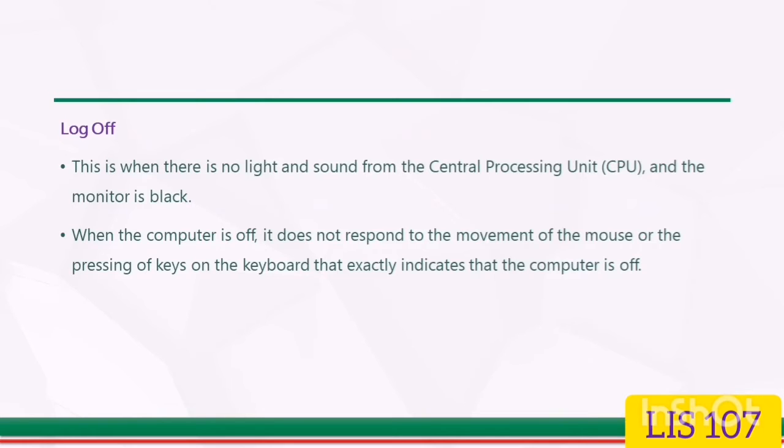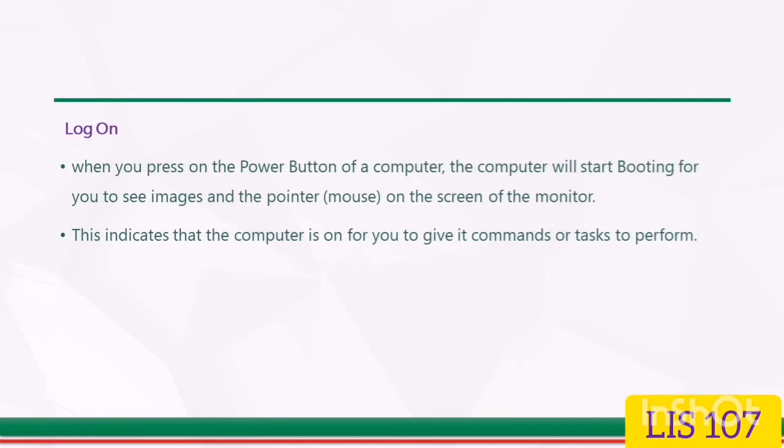You log off when there is no light. When you log off, the system goes off. When you log off the computer, you can use your mouse to check if it's still on. Once it's not showing any light, then it means it's been logged off. It is also the same thing as turning a computer on. When you turn on your computer, it starts to boot. Once it boots, you see the images and then you know that yes, the computer is on. Then you can start to run any application you want.